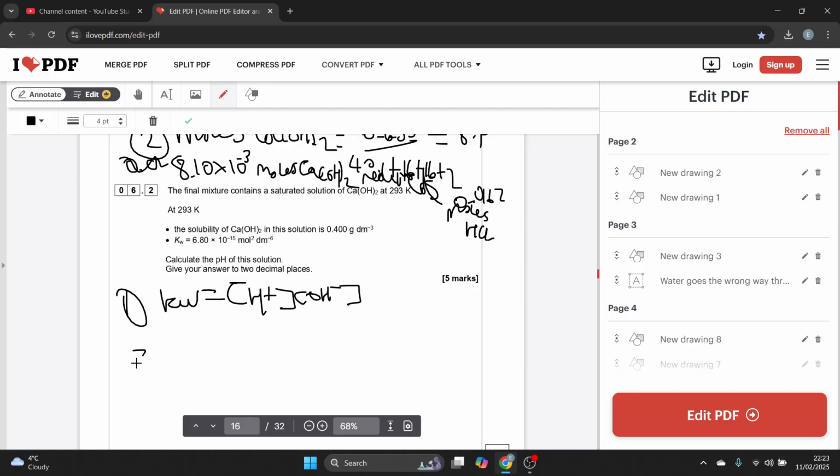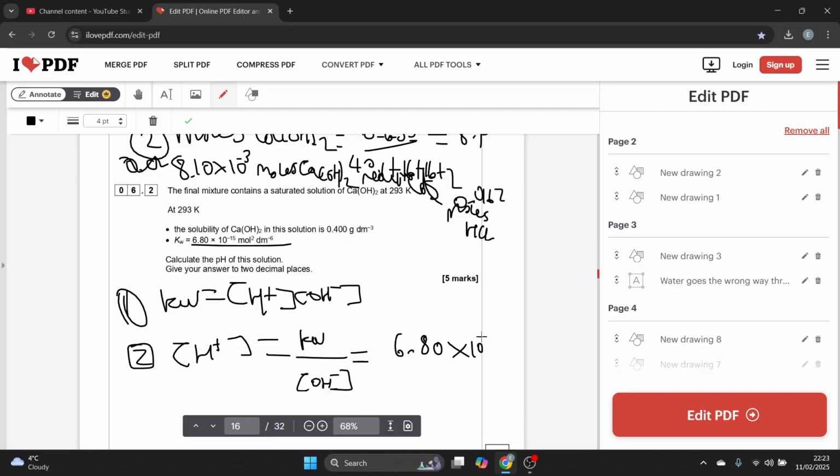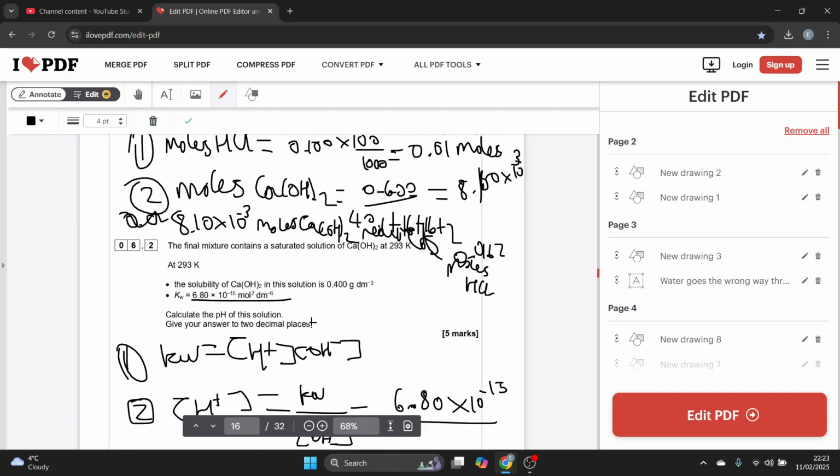I want a pH, so I need to find out the concentration of H plus, which is Kw divided by concentration of OH minus. And I know Kw, given in the question, 6.80 times 10 to the power minus 15. So that's pretty nice. But then the rest of it, now we need to find out the concentration of OH minus. I know the solubility in this solution is 0.40 grams per dm cubed.